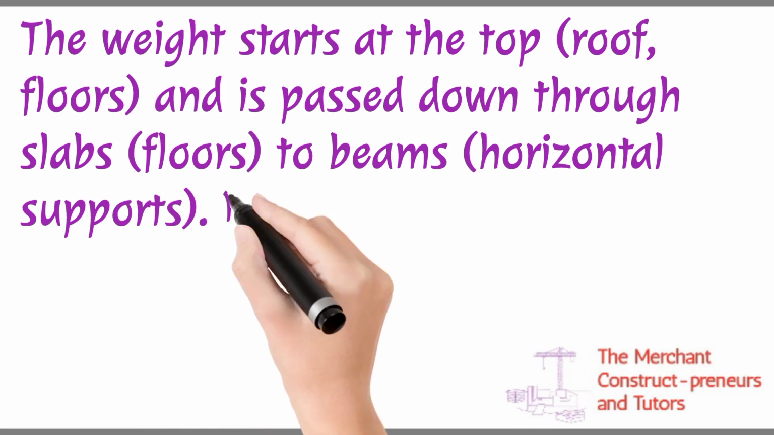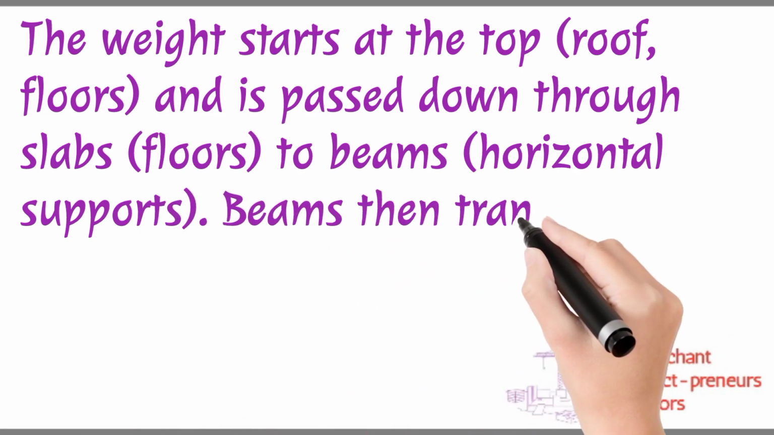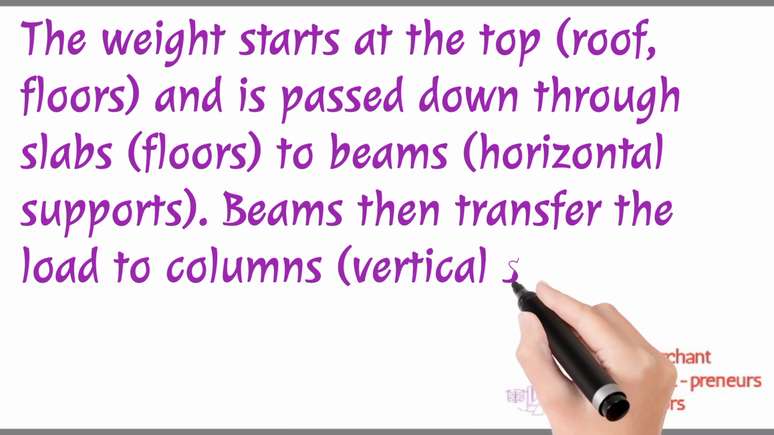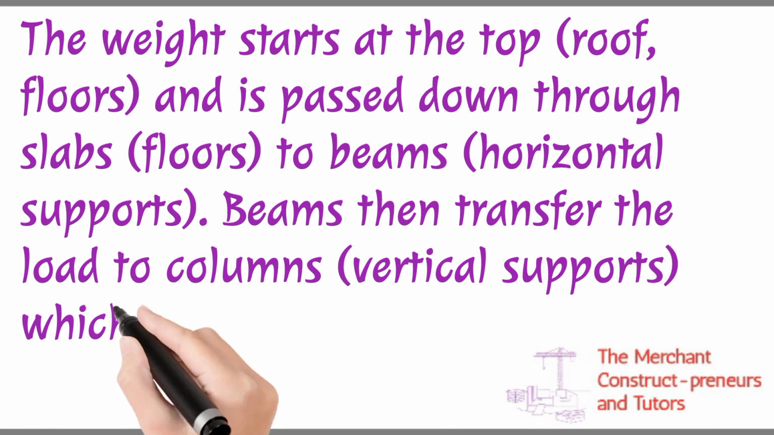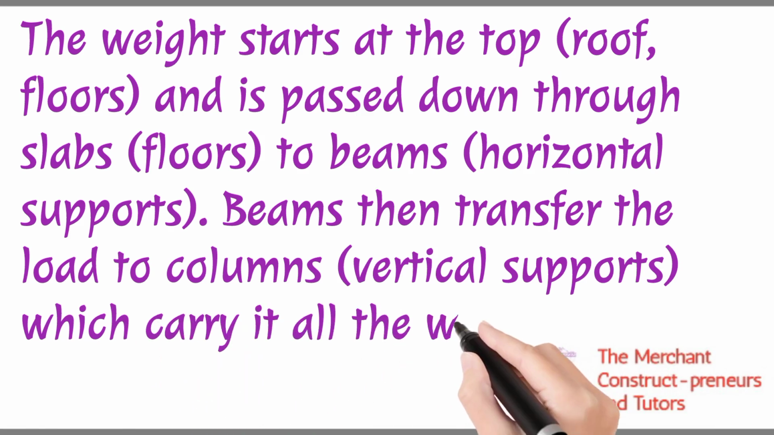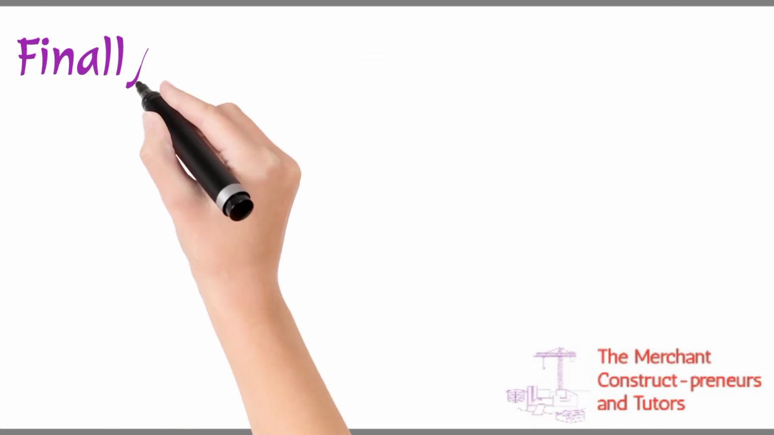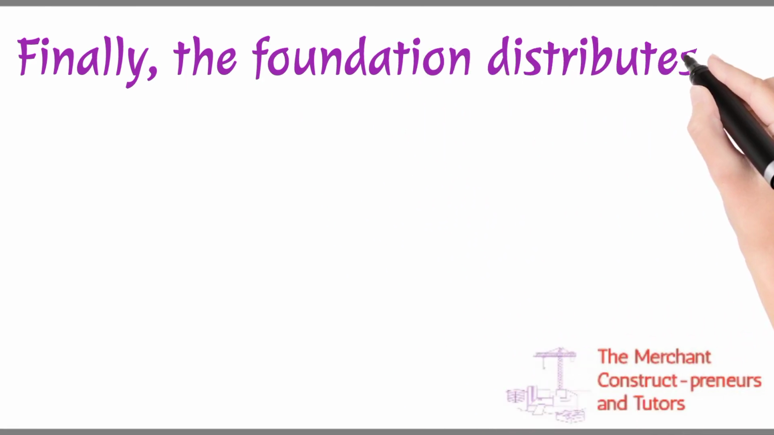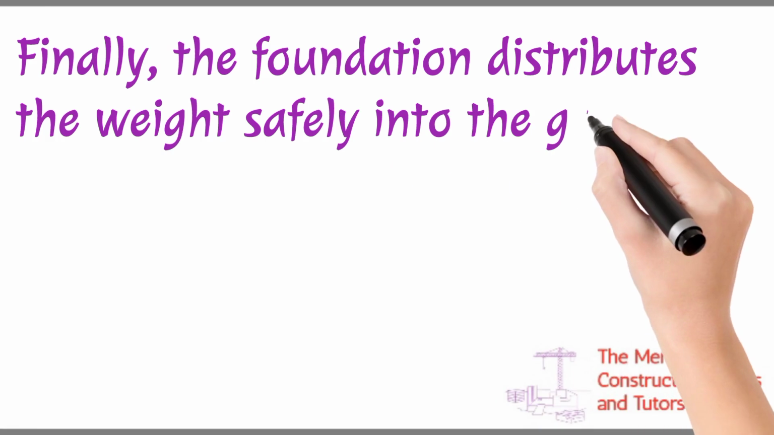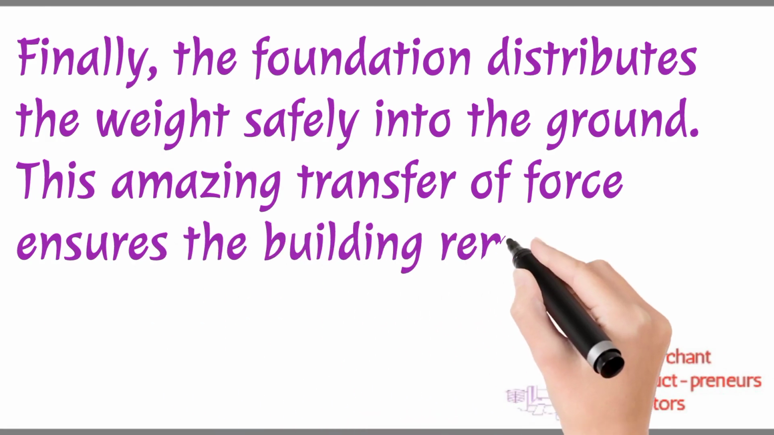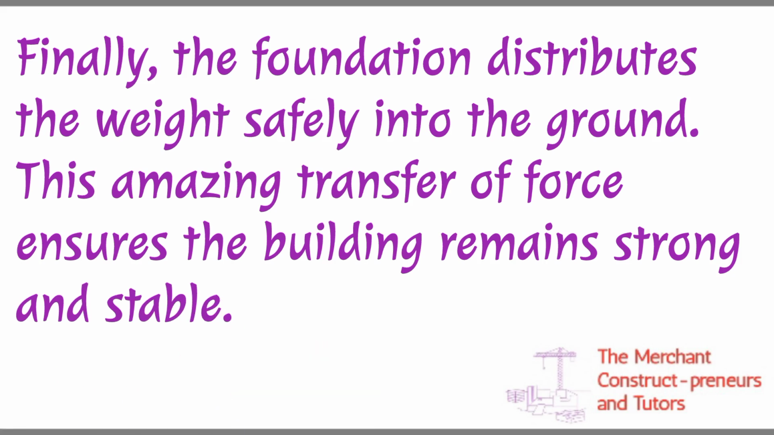The weight starts at the top, that is the roof, and is passed down through the slabs, that is the floors, to the beams. These are the horizontal supports. The beams then transfer the load to the columns. Columns are the vertical supports, which carry all the weight down to the foundation. So it goes from the roof to the roof slab, to the slab, to the beams, to the columns. Columns then take it down to the foundation. The foundation collects all this weight and distributes it safely to the ground. This transfer of force ensures the building remains strong and stable.